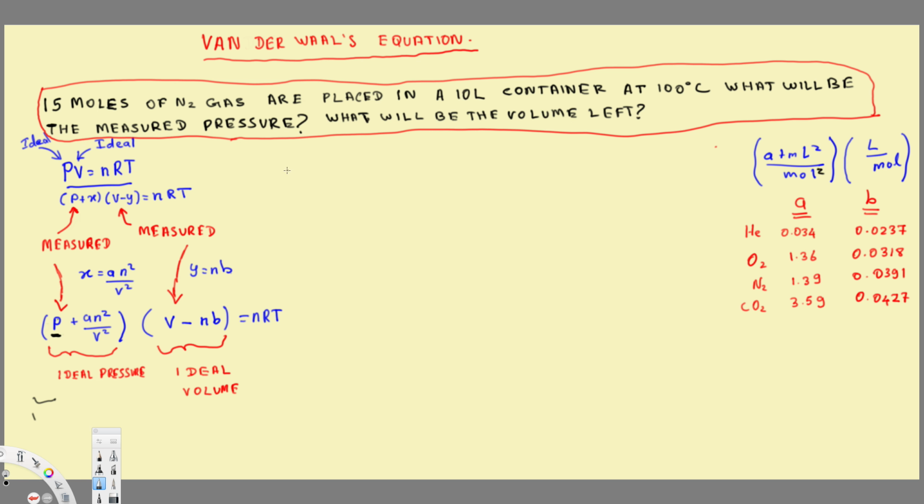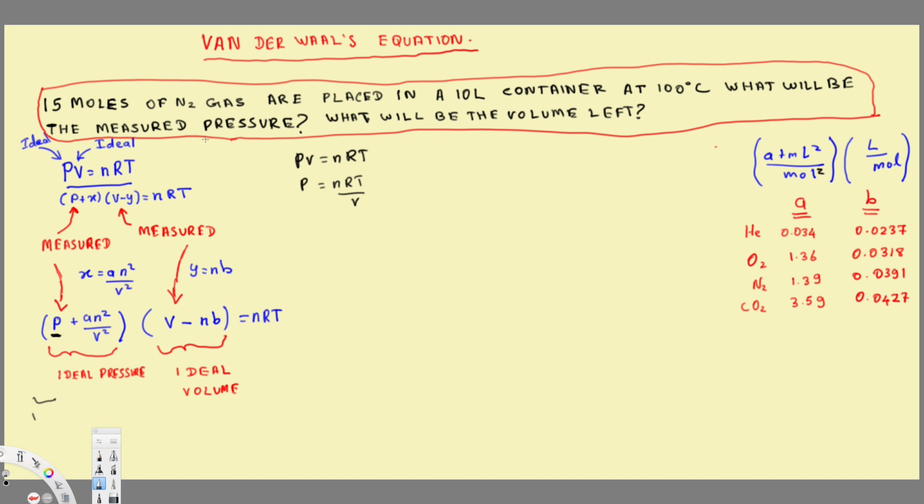So let's calculate the ideal pressure first. We are going to use the ideal gas law, that is PV equals nRT, and from this I can find P, the ideal pressure. So P is equal to nRT divided by V. We have all the information provided. Moles is 15, the volume is 10 liters, and the temperature is right here. So all we have to do is simply substitute all the values.